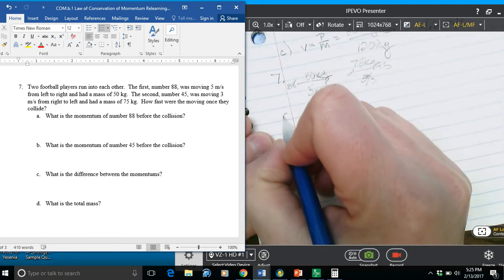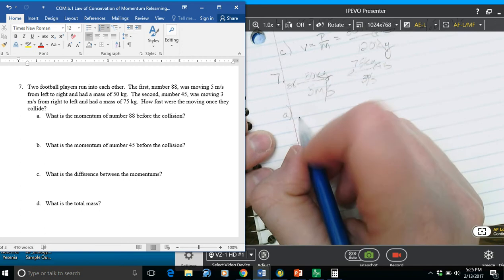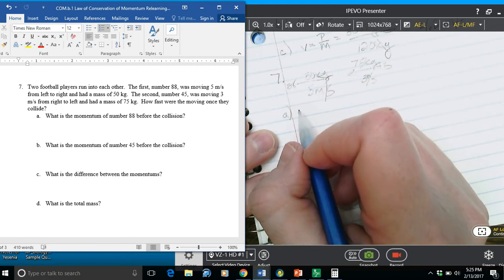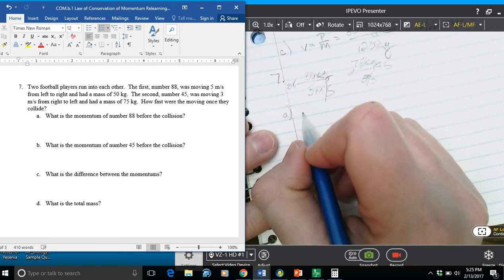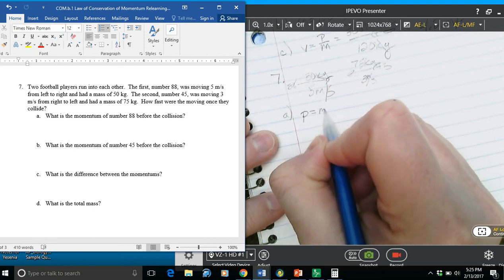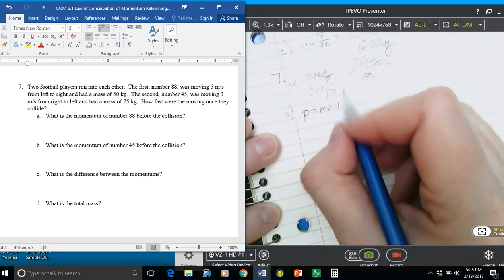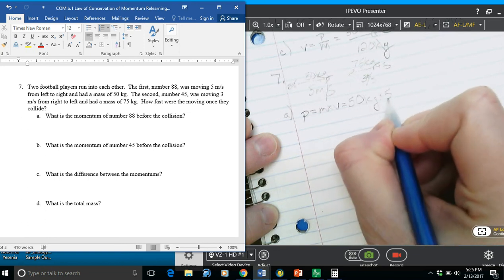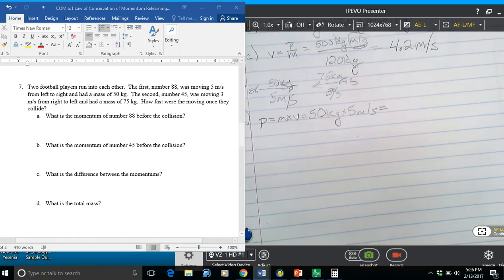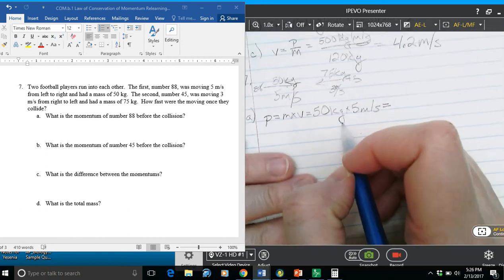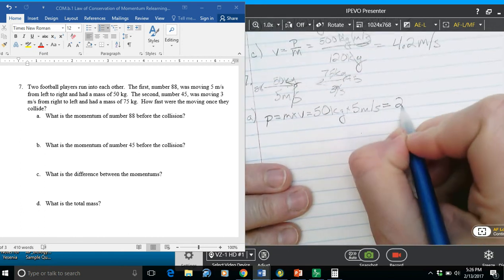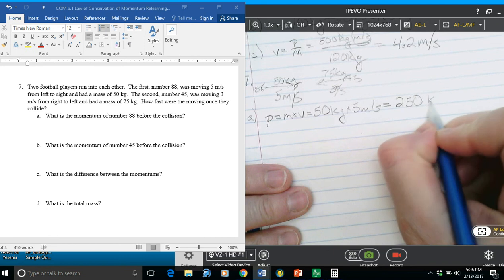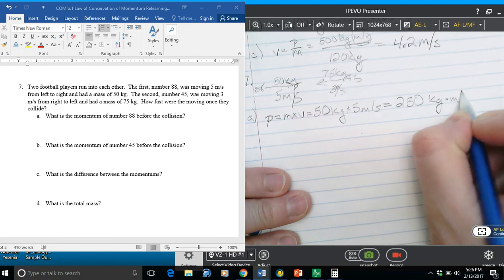So same thing, we're going to do it piece by piece. So what's the momentum of 88 before the collision? So momentum equals mass times velocity. We're looking at number 88. So we've got 50 kilograms times 5 meters per second. 50 kilograms times 5 meters per second equals 250 kilogram meters per second.